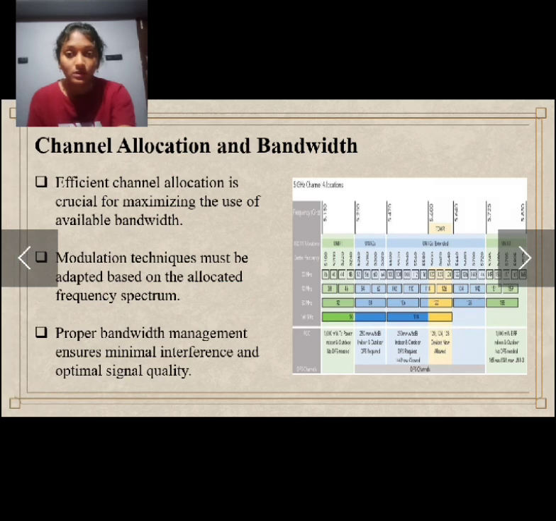Let's move on to channel allocation and bandwidth. Efficient channel allocation is crucial for maximizing the use of available bandwidth. Modulation techniques must be adapted based on the allocated frequency spectrum. Proper bandwidth management ensures minimal interference and optimal signal quality.